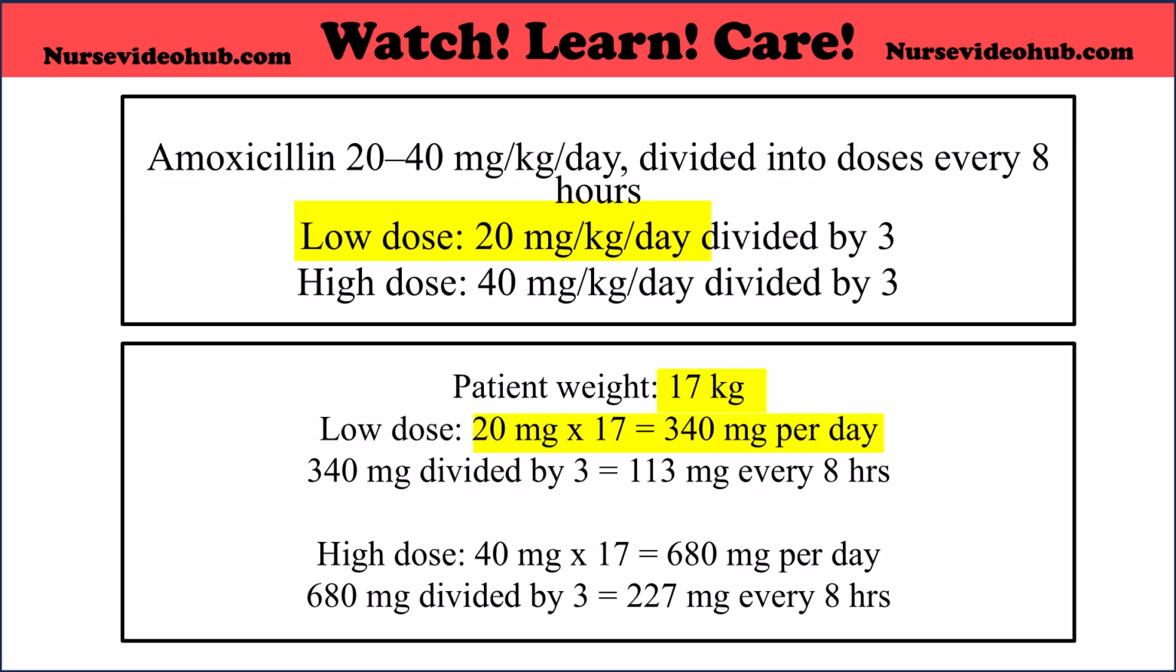If the patient is receiving the medication 3 times a day, the low dose would be 340 milligrams divided by 3, or 113 milligrams every 8 hours. The high dose is calculated by multiplying 40 milligrams by 17, which equals 680 milligrams for the daily high dose. Divide the 680 milligrams by 3, and you get the high dose as 227 milligrams every 8 hours. The prescribed dosage must be between 113 milligrams and 227 milligrams every 8 hours to fall within the safe and effective range.